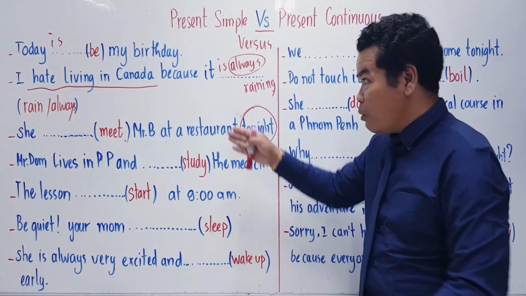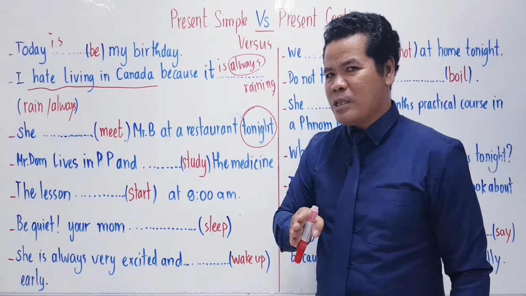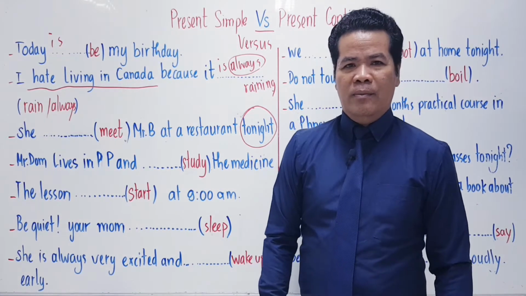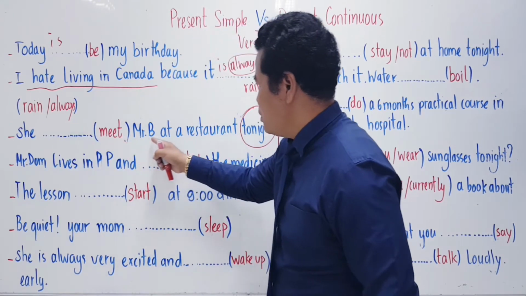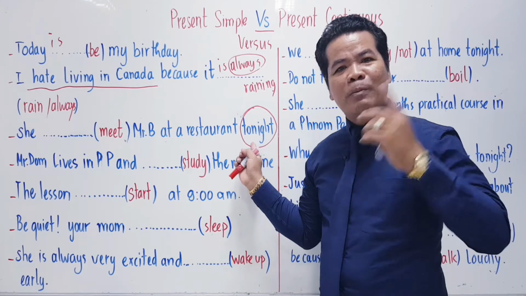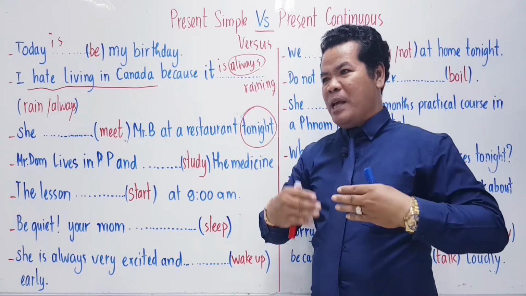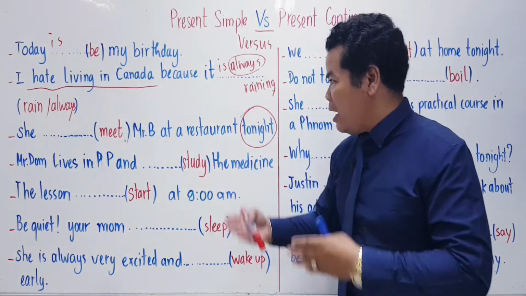Alright? So look at this point. Do we have to use present simple or present continuous? Think about it. She meet Mr. B at a restaurant tonight. Not now. In the near future. It is a fixed plan in the near future. Alright? It is a fixed plan in the near future.